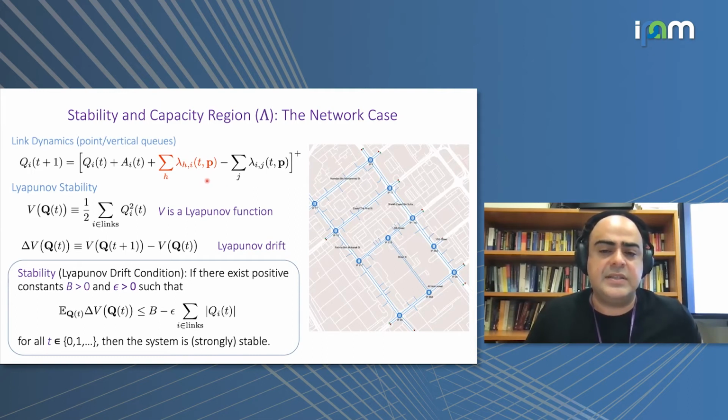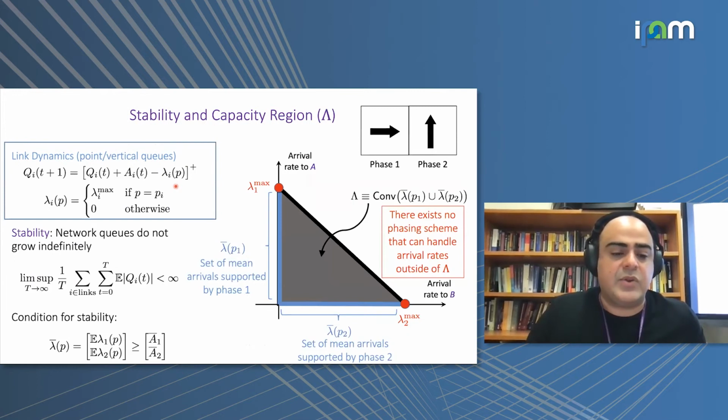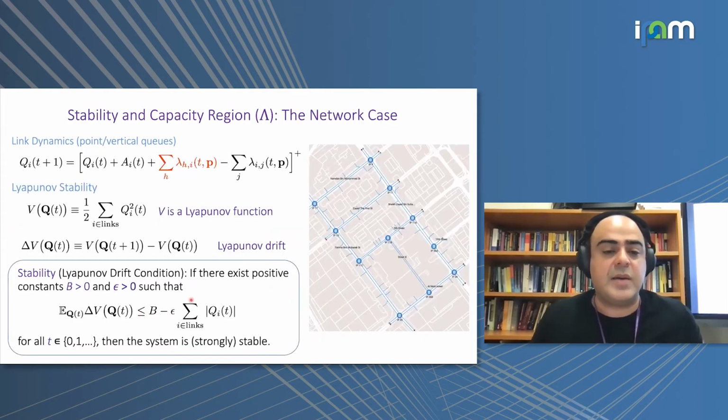To analyze the stability in this case, let me just go back real quick. For the simple case, all I needed to check was, is my arrival rate vector smaller than what I can push through the intersection? That's all I had to check. Here it gets a little more complicated.